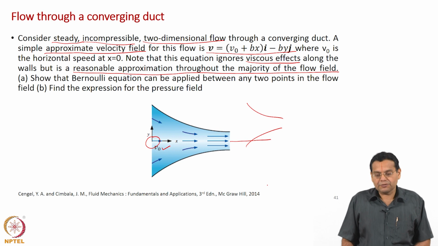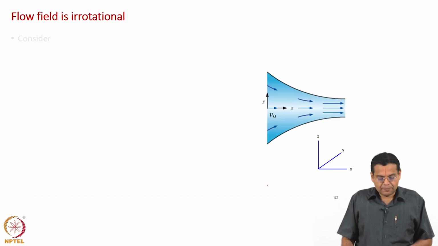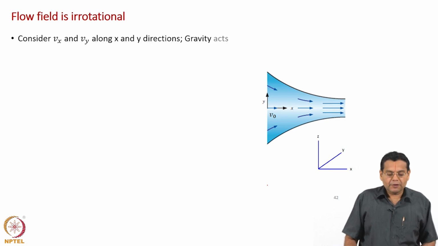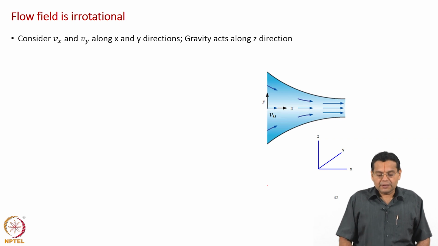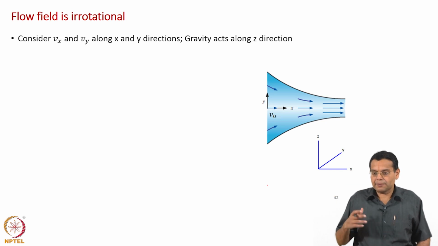What is it that we are asked to find out? Show that the Bernoulli equation can be applied between any two points in the flow field, which means we should show that it is an irrotational flow field, and then find the expression for the pressure field. So, let us proceed. First objective is to show that the flow field is irrotational, which means then we can apply the Bernoulli's equation between any two points. Now, we will consider this as something like a top view, and flow is in the xy plane, and gravity acts along the z direction.